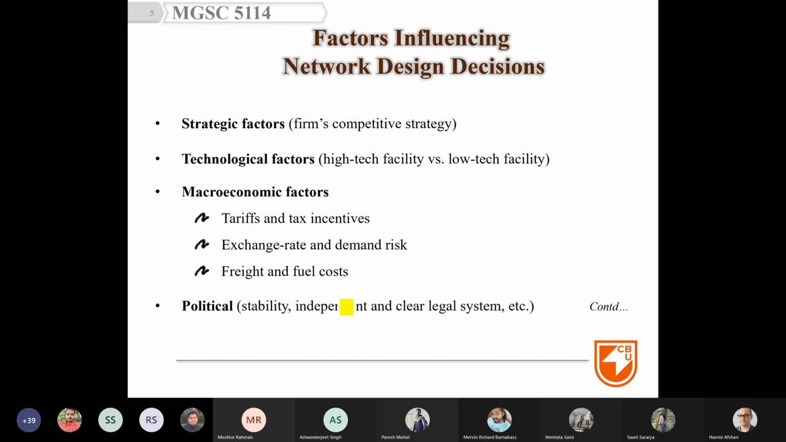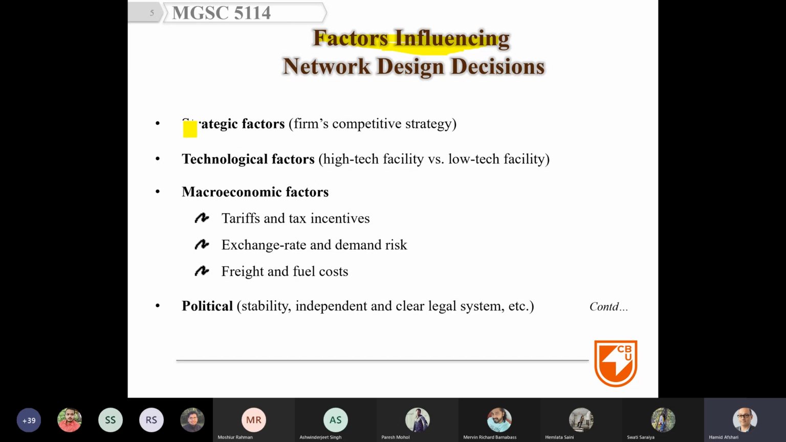Okay, so these are all about the importance of network design and why it is important, because it impacts the profitability of our supply chain. So that's a very important, critical and strategic decision. Okay, there are some factors, some important indicators, something that really matters, that impact network design decisions. Let's see what those factors are.